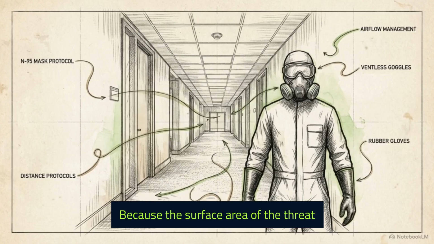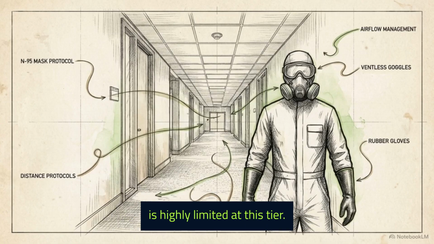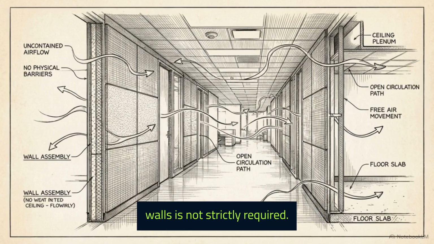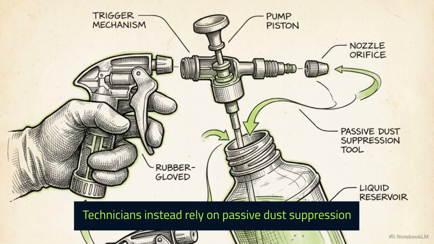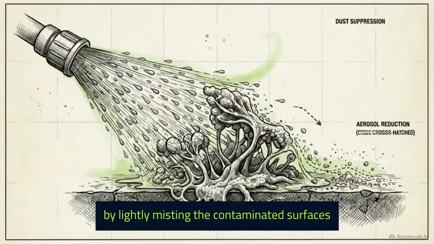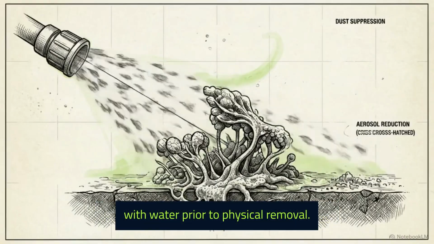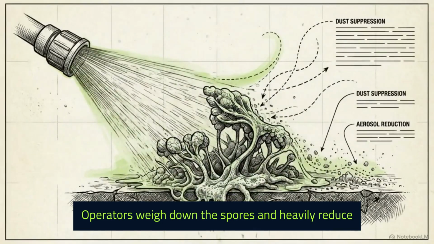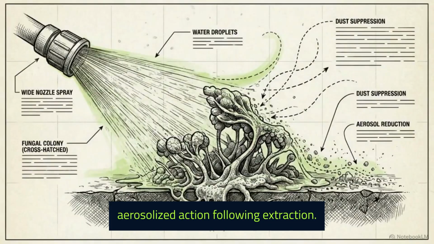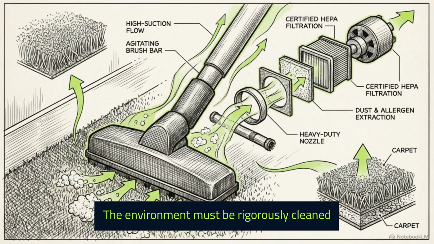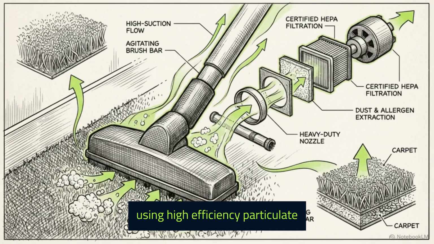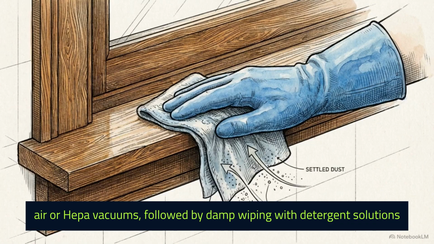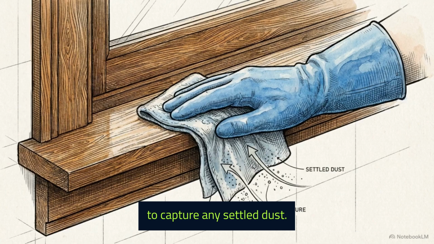Because the surface area of the threat is highly limited at this tier, erecting full architectural containment walls is not strictly required. Technicians instead rely on passive dust suppression. By lightly misting the contaminated surfaces with water prior to physical removal, operators weigh down the spores and heavily reduce aerosolization. Following extraction, the environment must be rigorously cleaned using high-efficiency particulate air, or HEPA vacuums, followed by damp wiping with detergent solutions to capture any settled dust.